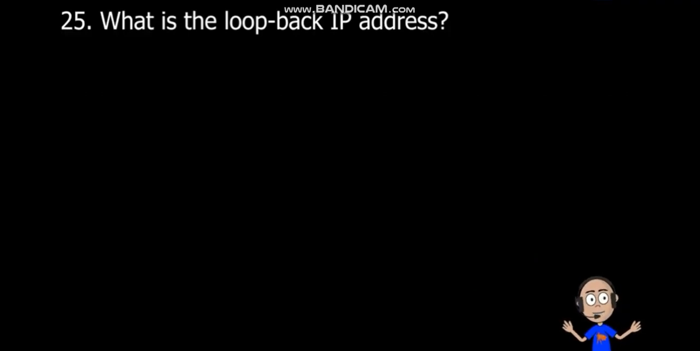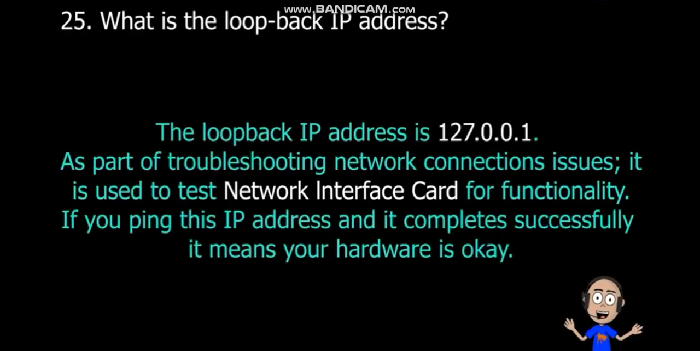What is the loopback IP address? The loopback IP address is 127.0.0.1. As part of troubleshooting network connection issues, it's used to test the network interface card (NIC) for functionality. If you ping this IP address and it completes successfully, it means your hardware is okay.